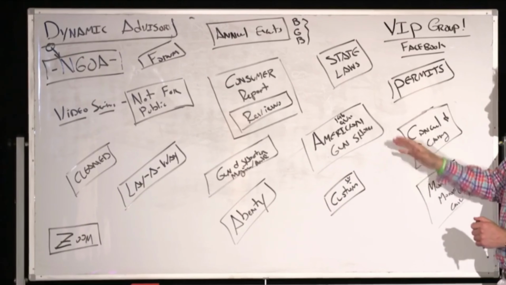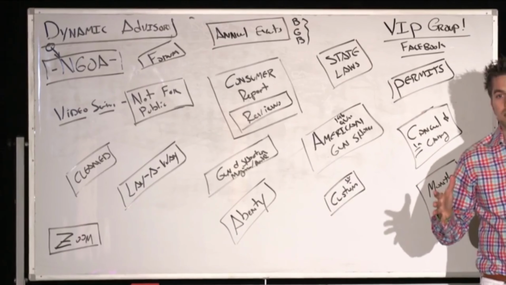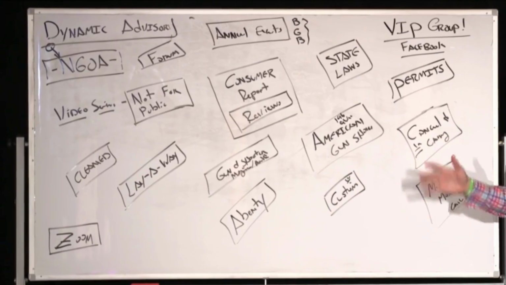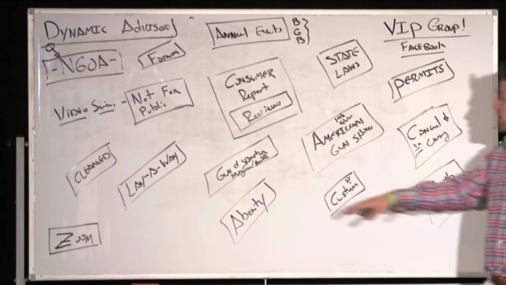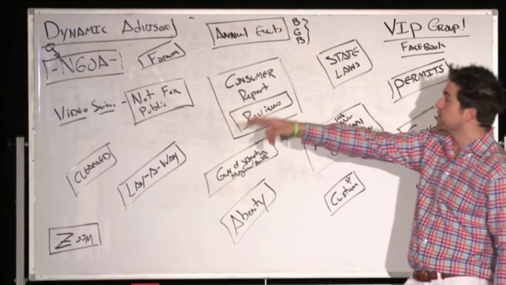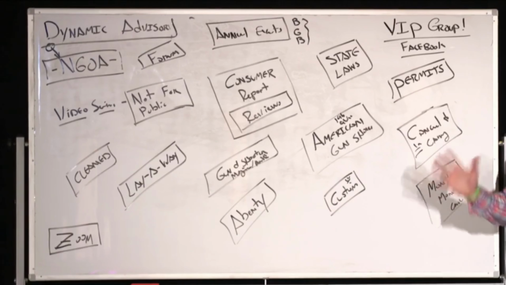Okay? So we're selling them, hey, Consumer Reports, we do these really cool things. It's this magazine. People are like, yo, man, I'm totally down for that. And then when they become a member, we're like, guess what? You're also part of the American Gun Show. You're part of this gun and shooting magazine. You get layaway, you get cleaning, you get Zooms, you get video series, you get the NGOA, you get state laws, you get permits, concealed carry, like all this other stuff.